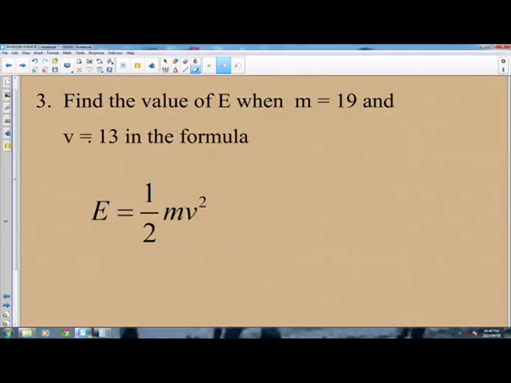And then let us look at question number 3. It says find the value of E when M equals 19 and V equals 13 in the formula E equals half MV squared. So you are provided with the formula here, and you are given the value of M as well as the value of V. All that you need to do is to substitute for those variables M and V, and then work out the numerical value for this. And this is how you should do it.